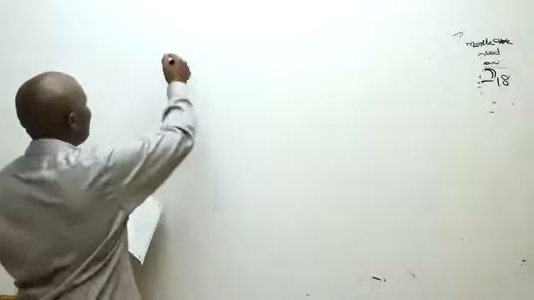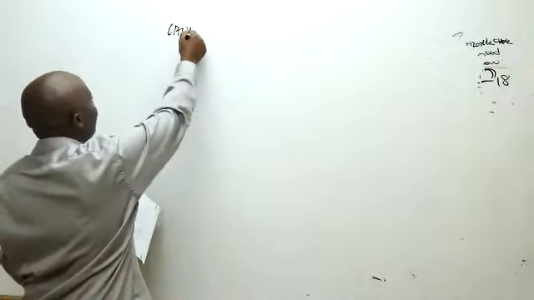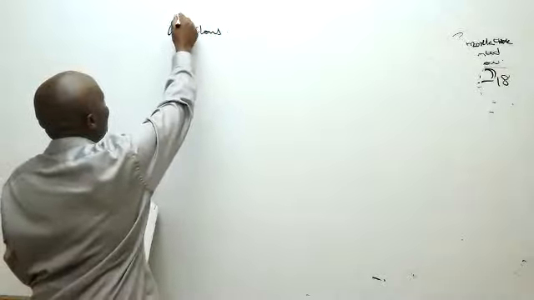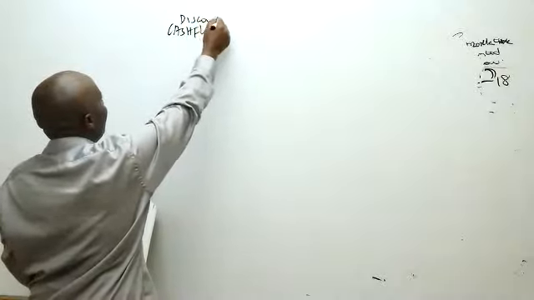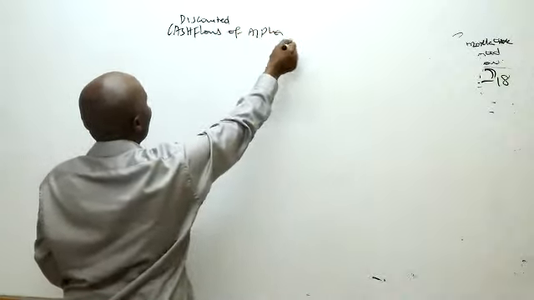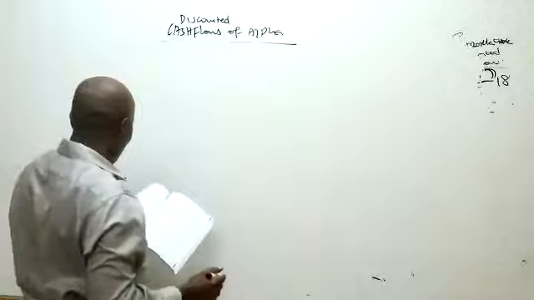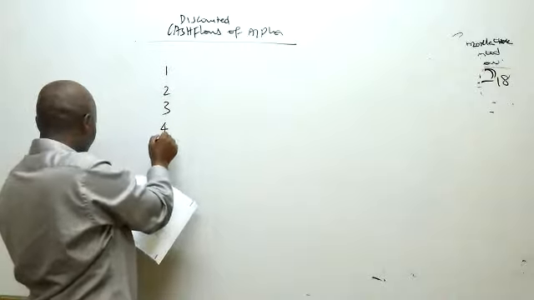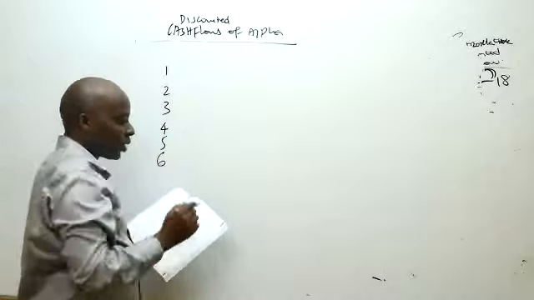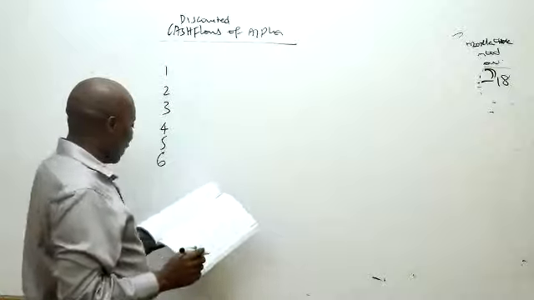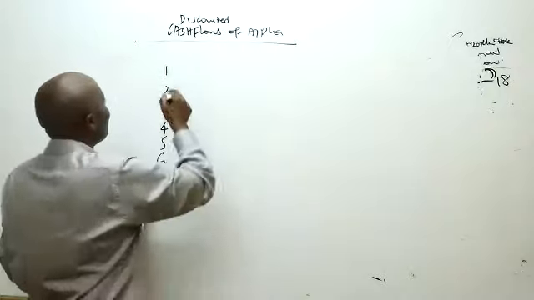So we have here the discounted cash flows of project Alpha. So we have here our year: 1, 2, 3, 4, 5, 6. And then they have given me what they are calling the pre-tax cash flows.